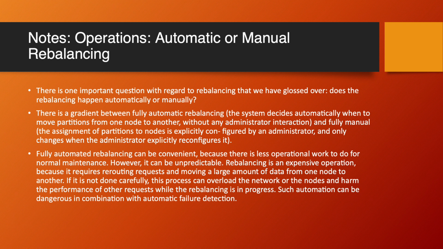Fully automated rebalancing can be convenient because there is less operational work to do for normal maintenance. However, it can be unpredictable. Rebalancing is an expensive operation because it requires rerouting requests and moving a large amount of data from one node to another. If it is not done carefully, this process can overload the network or the nodes and harm the performance of other requests while the rebalancing is in progress. Such automation can be dangerous in combination with automatic failure detection.